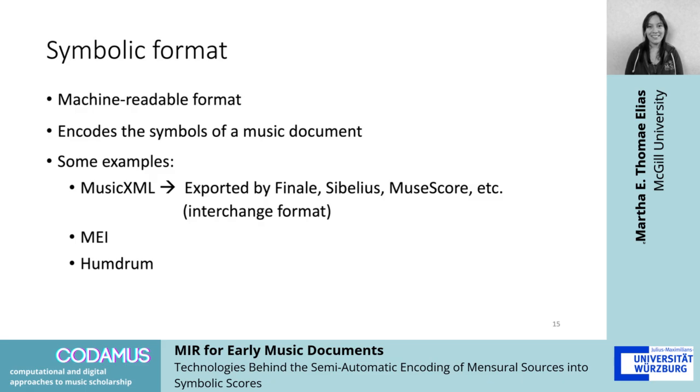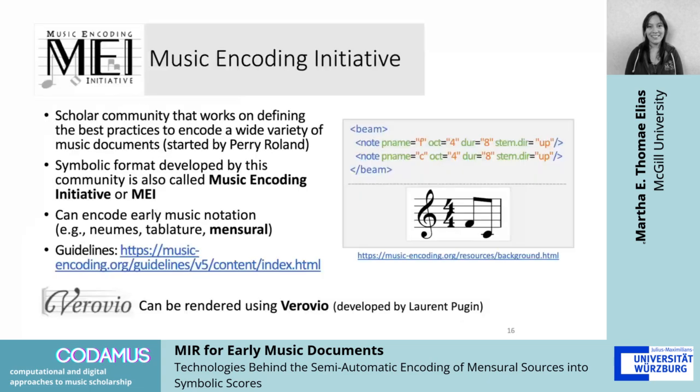But of course, MusicXML and all of these graphical editors are just for common music notation. And we want to use something that has support for mensural notation. So these two are the main formats that have support for mensural notation: MEI and Humdrum. MEI stands for Music Encoding Initiative. You might have heard about it in this lecture series, or will hear about it later on as well.